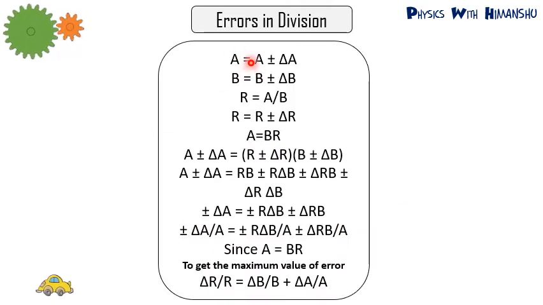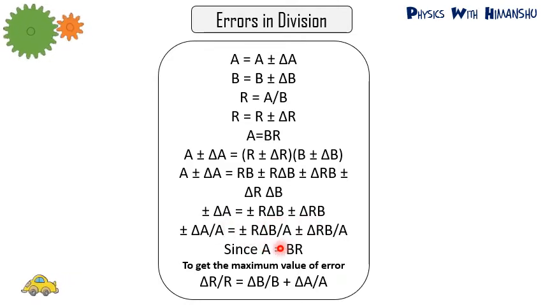Suppose A is a quantity which is not perfect, B is a quantity which is not perfect, and R is equal to A by B. So R will also be not perfect, so R will be R plus minus del R. What we'll do is, we'll cross multiply B on that side. So A will be equal to BR. Now putting the values of A, R and B and opening the brackets, ignoring del R into del B and cancelling the value of A with BR, we will get this formula, that is plus minus del A equal to plus minus R del B plus minus del R B.